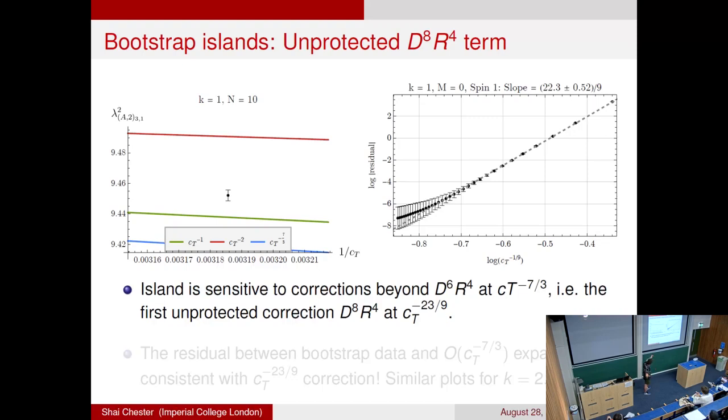And so that means we have correctly predicted the right power of c_T, and we can also read off the coefficient, which of course is non-zero. And so I would say that's the most interesting result, because as far as I know, this is the first result about strongly coupled M-theory beyond protected terms.